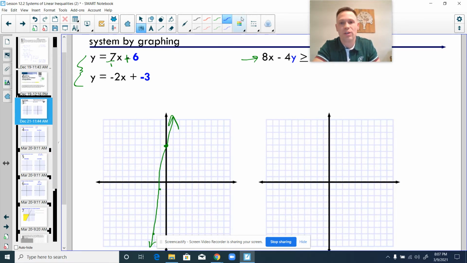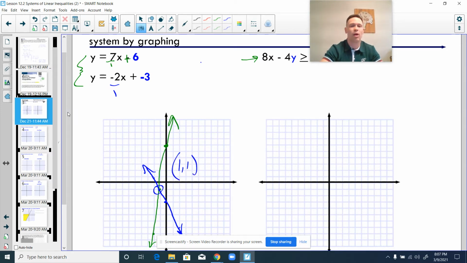I'm going to switch colors here to blue and graph the other line. So negative 3 is my y-intercept, so I'm down here. And negative 2 is my slope, so I will go down 2, right 1. Going the other direction, if I go up 2 and left 1, exactly opposite of the slope, then I end up getting the intersection, and it is right there. So my intersection is 1, 1 for that problem.